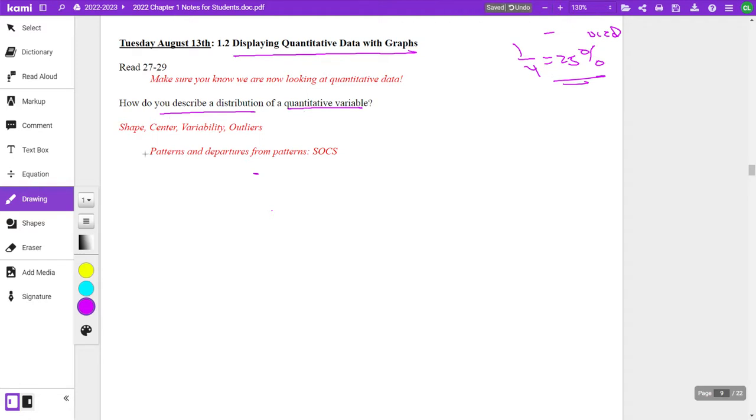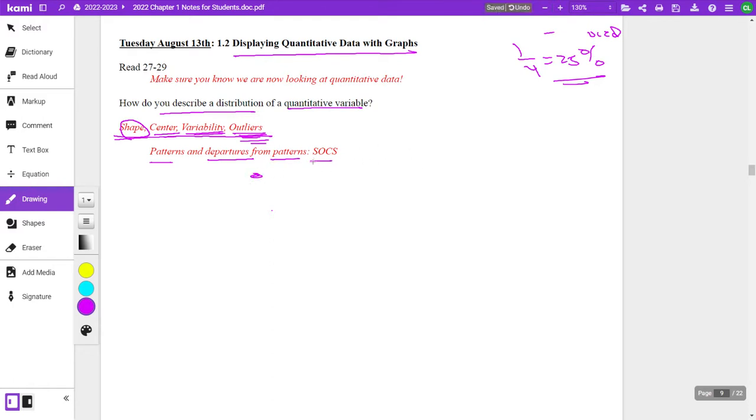Now we're dealing with quantitative. So there's 3 ways we can do it. One is we can deal with the shape of the graph. We can deal with the center of the graph. We can deal with the variability, meaning how far apart it's spread out, or if there are any outliers, things that are just so far out there that they don't make any sense. So that's how we deal with it. The patterns that we look for or that we use to describe are patterns or departures from the patterns. I know that sounds really weird.